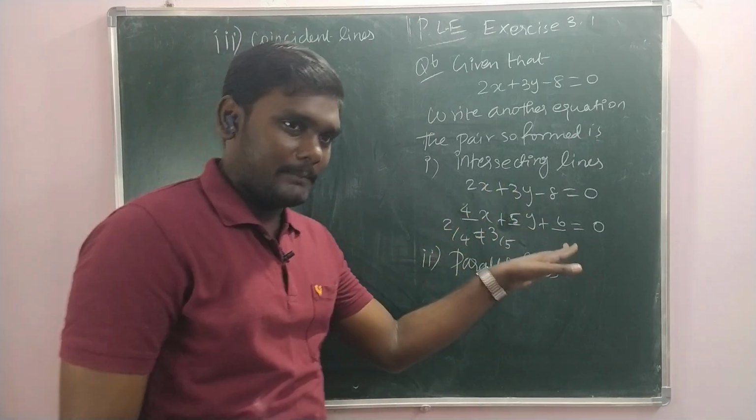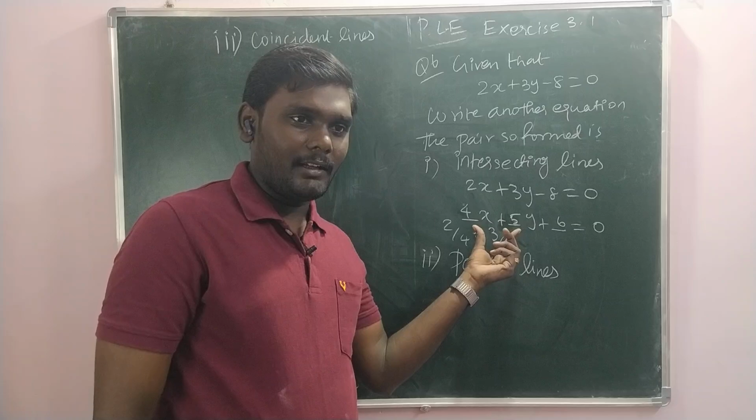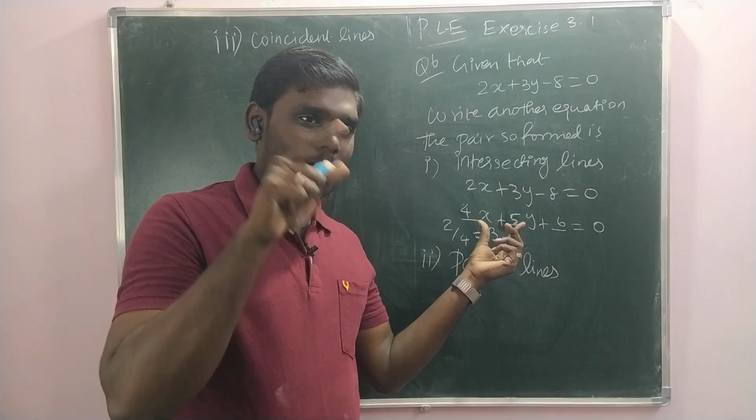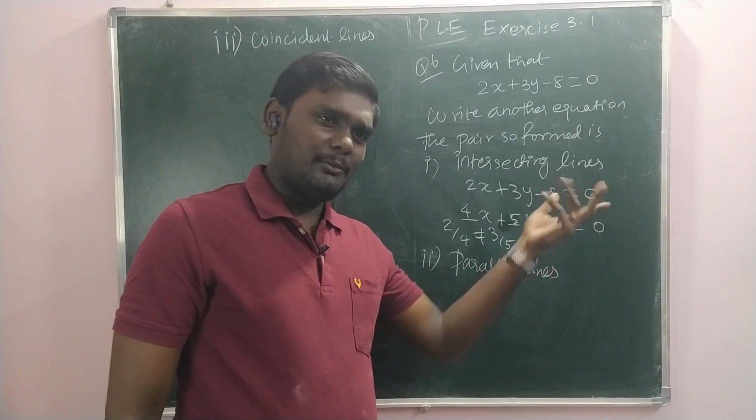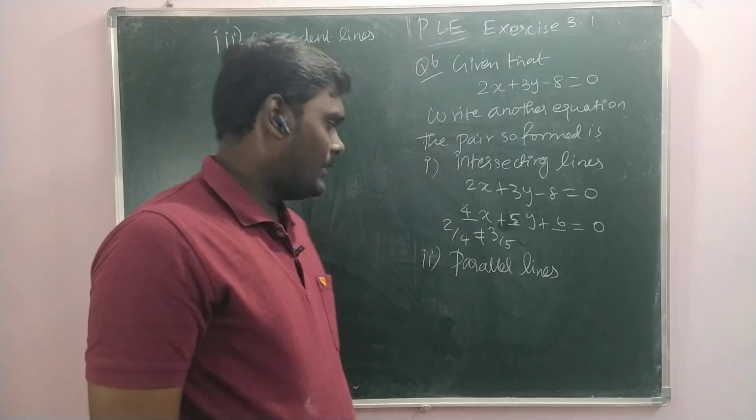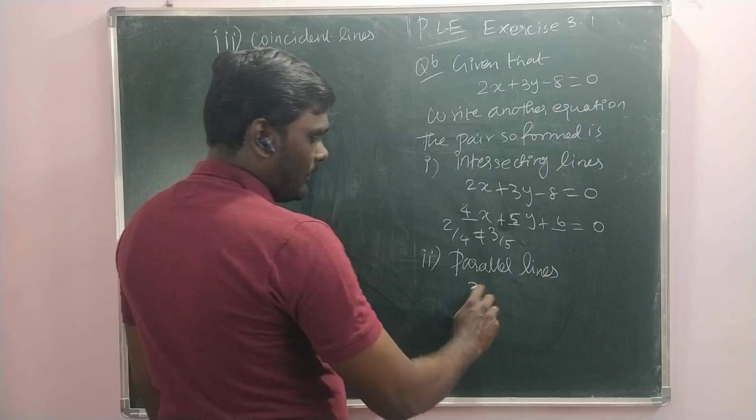This is one part. As I told you, these numbers are random because intersecting lines are only concerned about the first two ratios, a1 by a2 and b1 by b2. The last number could be anything, just fill it in. That's all. Likewise, now we are looking for parallel lines.